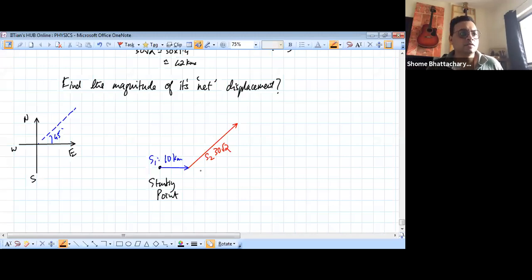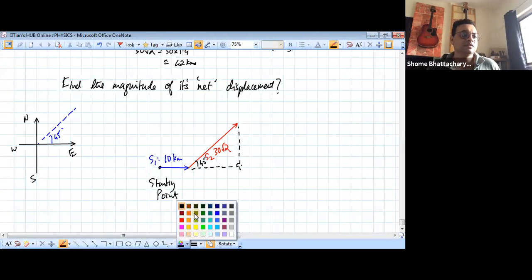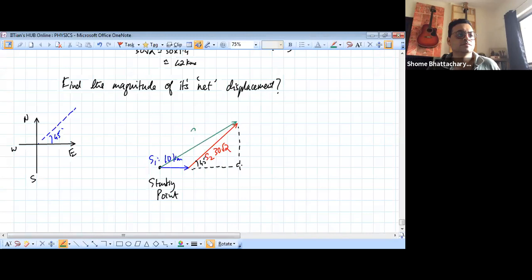Right. So further, this angle is 45. Now, what is my net displacement in this figure? The net displacement is this one. This is my net displacement. Ye nikalna mujhe. That is the magnitude of the net displacement which I have to calculate. So ultimately, it's about solving a triangle. The only problem is it's not directly a right angle triangle, but I can reduce it to one. This is the final position.